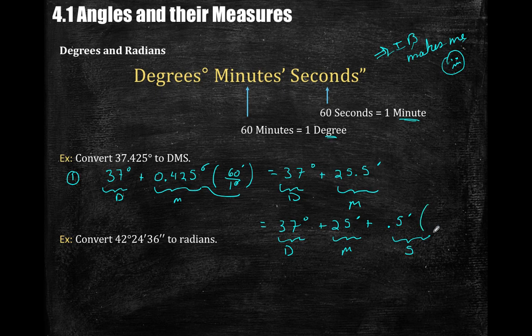So to convert the minutes to seconds, I have to do 60 seconds is to 1 minute. And then my minutes cancel out, and I get 37 degrees and 25 minutes and 30 seconds, which is usually written without the plus signs.